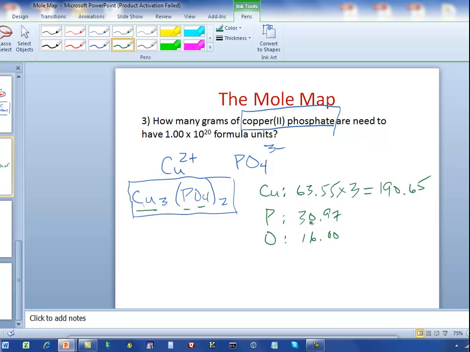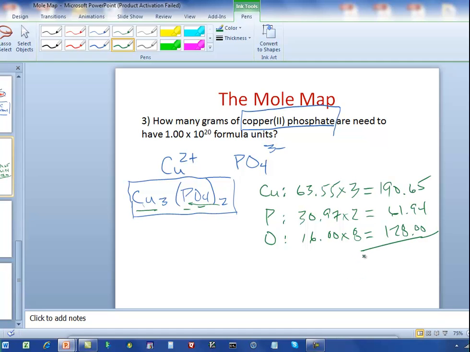All right. How many phosphorus atoms do we have? Well, don't forget the 2 is going to distribute through the parentheses. So there's 2 phosphorus atoms, so times 2. And when we do that, that's 61.94. And then how many oxygen atoms do we have? 2 times 4, that's 8. So 2 times 8, and that's 128.00. And then we have to add this all up.